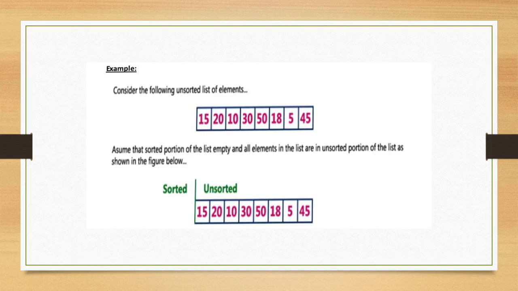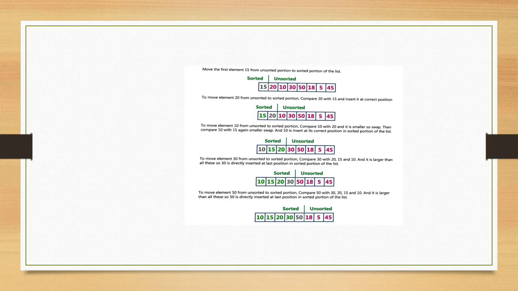First of all, assume that the sorted portion of the list is empty. That means all the elements are in random order and all the elements in the list are in the unsorted portion of the list, as shown below. The second picture shows you the unsorted portion of the list. Here none of the elements is sorted. At the top of the list we can see 15, and at the right side of 15 we have 20 in the given list.